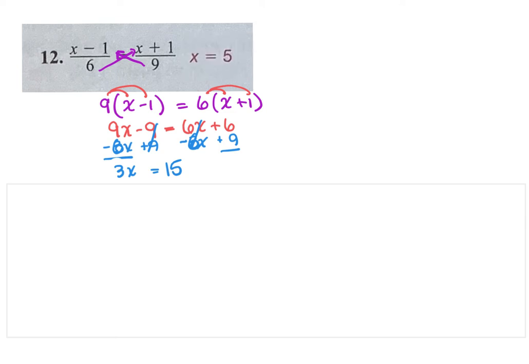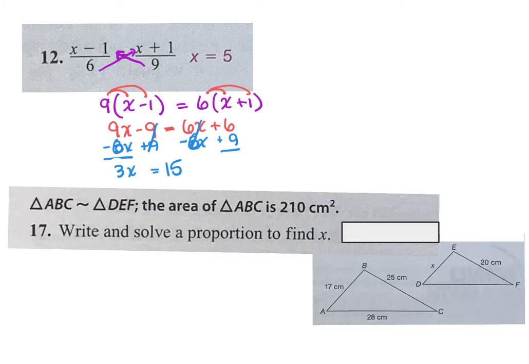Here is similar figures. Write and solve a proportion. They want us to solve for x. So we have to look and see what x is corresponding to. They told us that A corresponds to D, that B corresponds to E, and that C corresponds to F. All right? So that means that my AB should correspond to my DE. And then my BC should correspond to my EF, which means I'm going to set up equivalent fractions here.